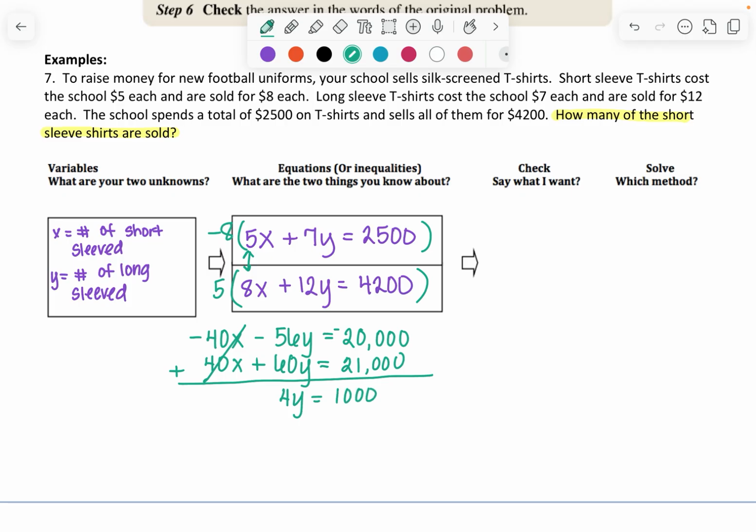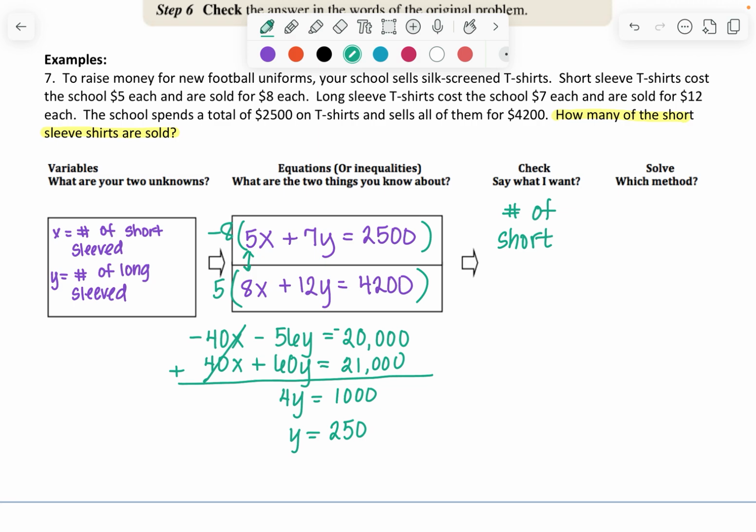Remember that 20,000 there was negative. And then divide by 4 on both sides, and we should get 250. So 250 is our y value, and y was the number of long sleeve shirts. So again, let's check the question. We want the number of short sleeve, okay?